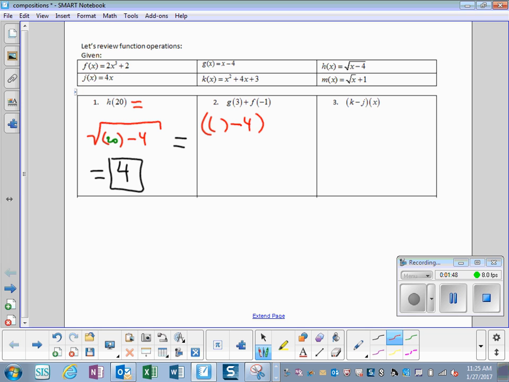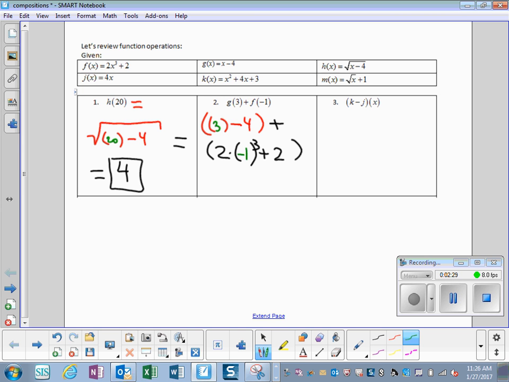And what goes inside those parentheses? G of 3, right? So this is 3. Correct? And then plus f of negative 1. So plus, then I'll put parentheses around my function f. See what my f is. 2x cubed plus 2. So I'll put 2 times, what do I need to put instead of x? Negative 1, right? Because it's f of negative 1. So for the second function, my x is negative 1.